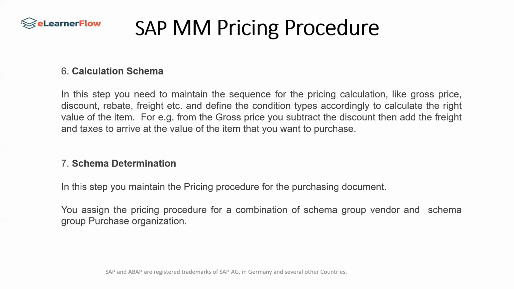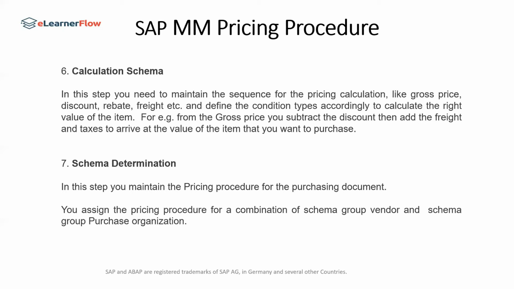The next is the calculation schema. Now, once you have set up all these condition types, the next step is to arrange them in a sequence and then tell the system how the pricing has to be calculated. Say, for example, you have the gross price of $100. Then you have the discount of 10%. Now, this 10% on what value should it calculate? So, this 10% will be calculated on the gross price.